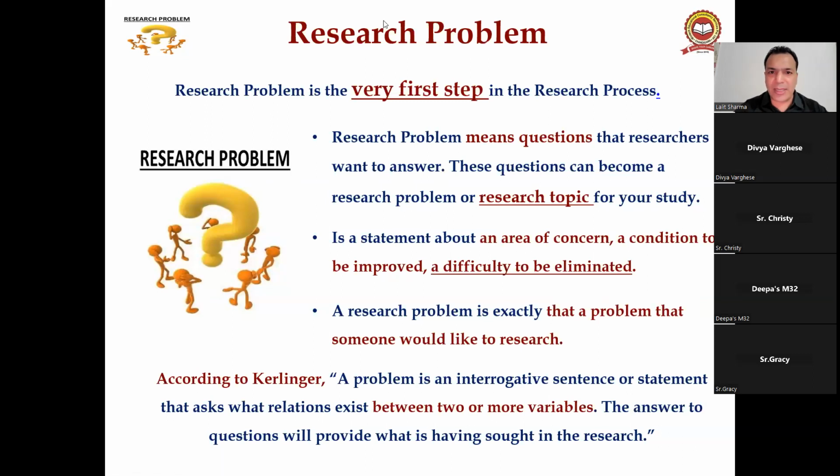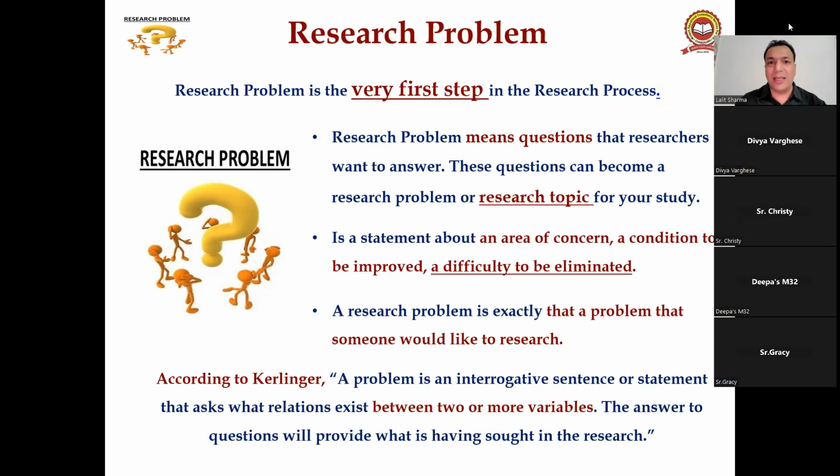First of all, you have to understand what the research problem is. So my dear students, the research problem is the very first step in the research process. Research problem means the research questions that researchers want to answer. You are the researcher. You are doing the MEd, right? You are the researcher, because in the MEd you have to do research, right? So these questions can become a research problem or a research topic for your study. Basically, research problem means questions that researchers want to answer.